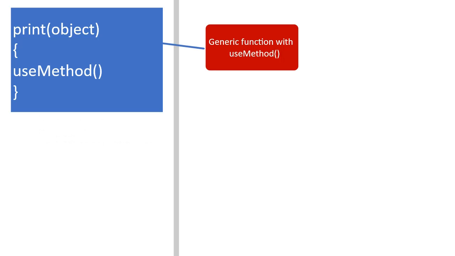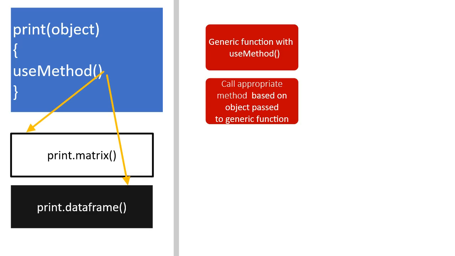Let us understand this generic function call. R uses a generic function with a single statement, UseMethod. The job of this function is to locate the appropriate function to be executed which is meant for the object that is passed to the generic function.